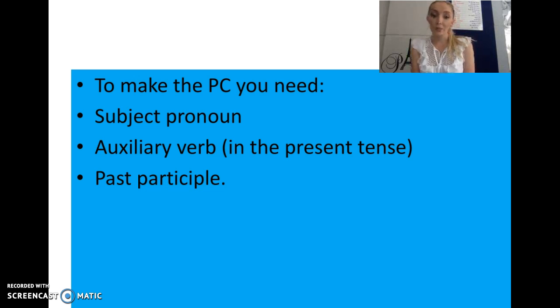An auxiliary verb, it says here in the present tense. Don't get too caught up about what's in the present tense, thinking, oh my goodness, we're doing the past tense, so why do we now need the present tense? Don't worry about that. That's just for you grammar nerds out there if you want a little bit more information about how we're using that auxiliary verb. Okay, the auxiliary verb, really all you need to know is that it's either going to be être or avoir, so either to be or to have. And a past participle. A past participle is the actual action of the word. So I ate. Ate would be the past participle.